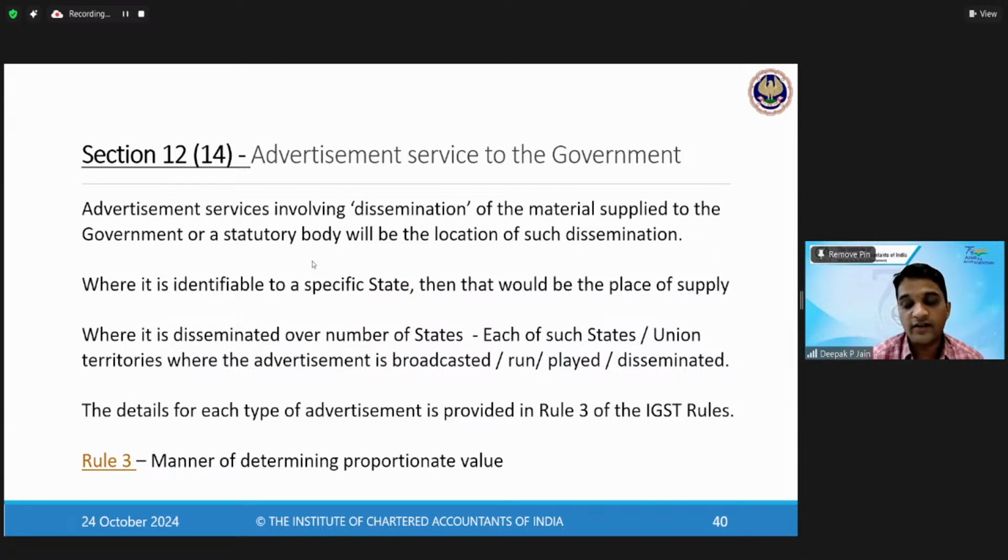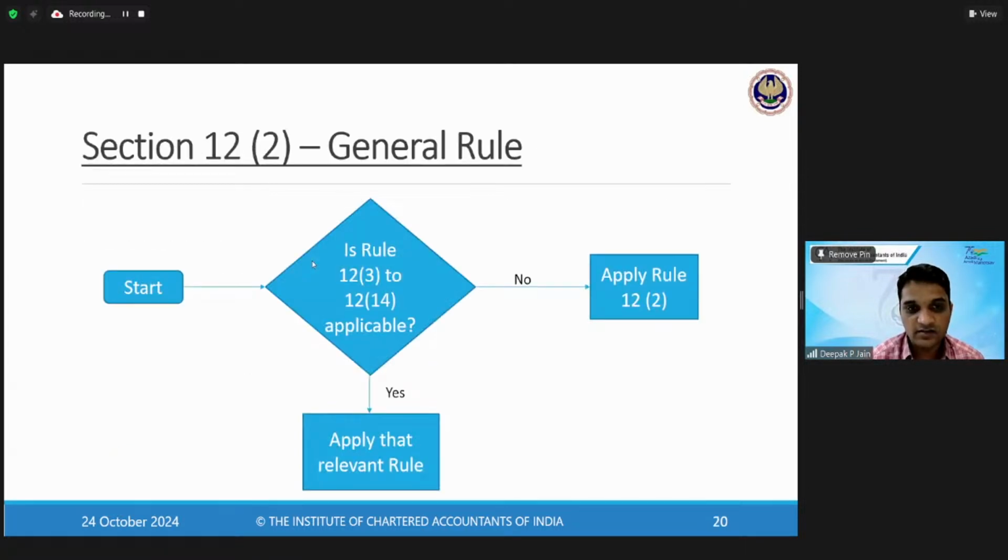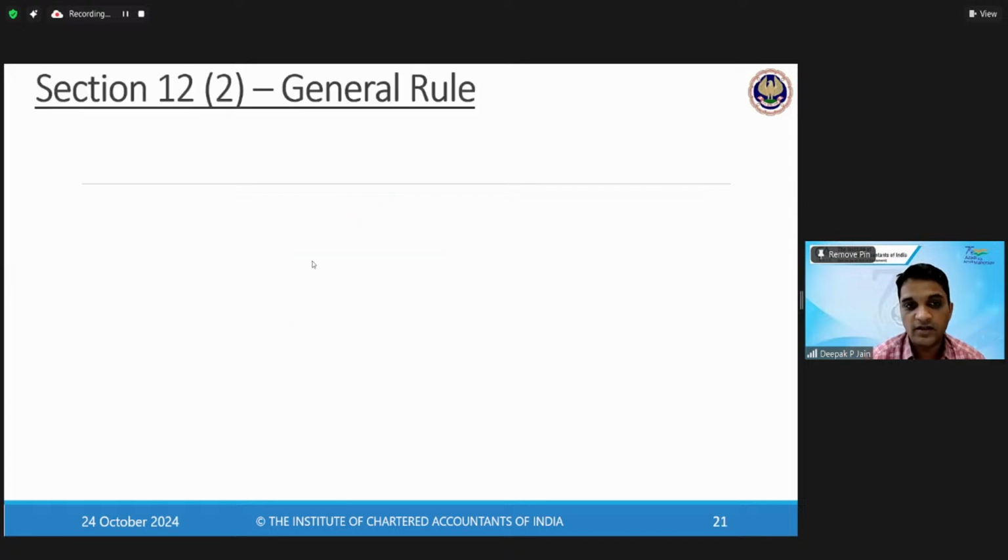These are the 11, 12 categories of services which are specifically provided. Now, apart from this, first we will come to 12 for services. We will see if these 11 services, 12.3 to 12.14, are applicable, then we will apply that rule. If the service we are providing is not that, that's a general service which is not covered under this. If it is not getting covered under this, then we will come to the general rule which is 12.2. Now, what is 12.2 saying? It is saying that, boss, you have applied all the rules, not satisfied, now you come to me.